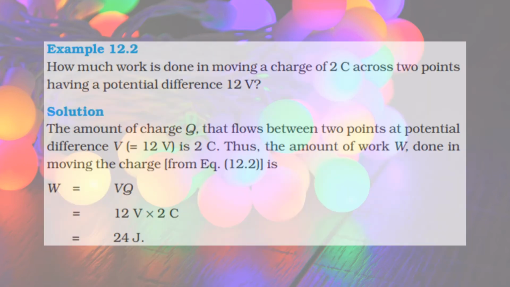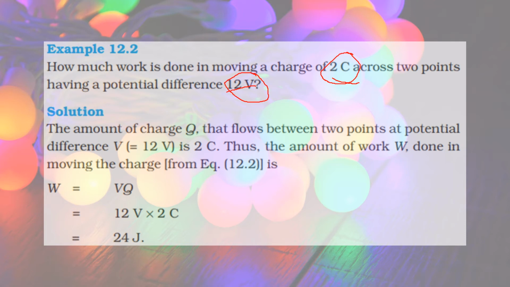Now we can solve this numerical. This is a solved example given in the textbook. How much work is done in moving a charge of 2 coulomb across 2 points having a potential difference of 12 volt? So first we have to write the given quantities. Here the charge is given as 2 coulomb and the potential difference is 12 volt. We have to find work done.